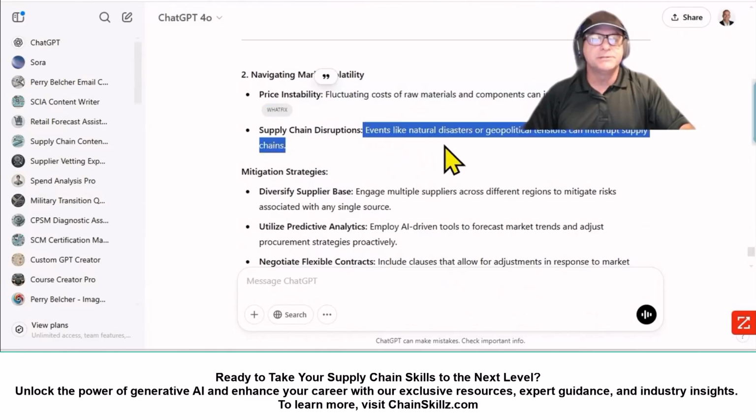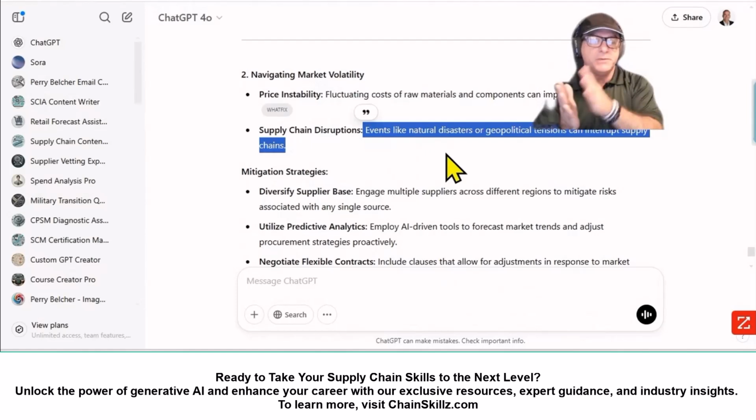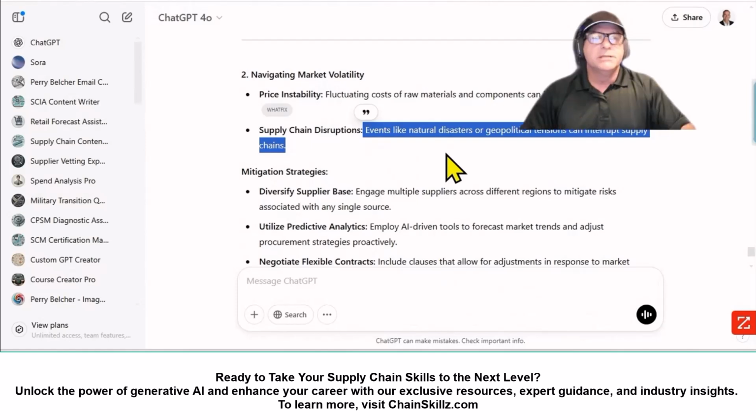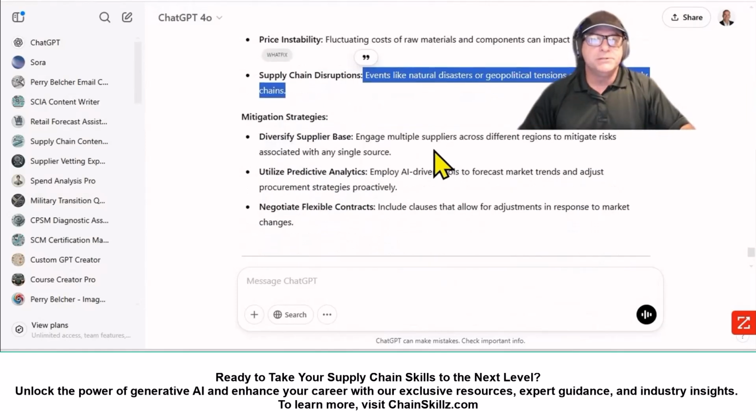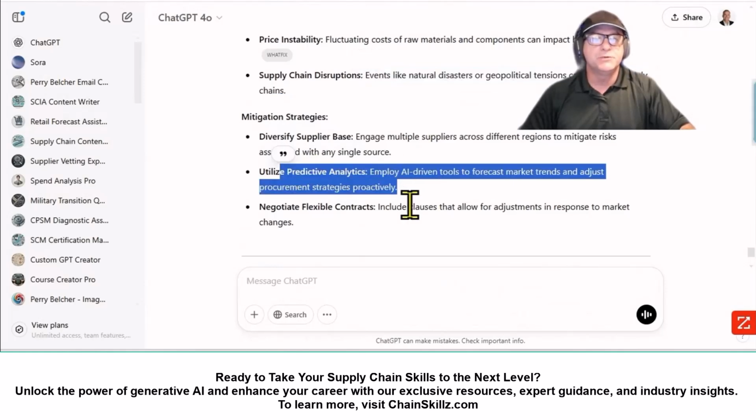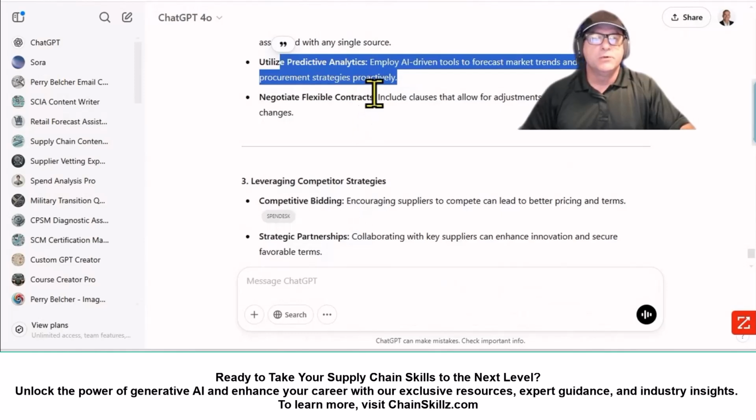Natural disasters. I know in California we had fires, earthquakes. On the East Coast we've got our hurricanes. In the Midwest we've got tornadoes. Things that, based on delivery, would those be an issue? Diverse supplier base, predictive analytics. Again, AI-driven tools for forecasting issues, market trends, and more flexible contracts.